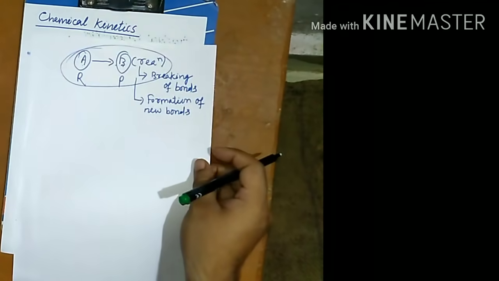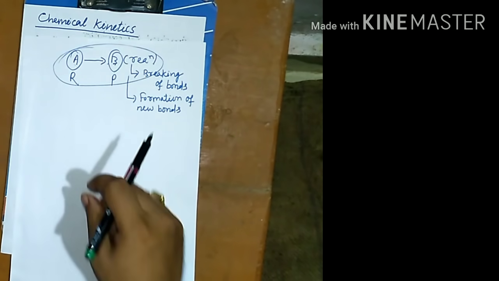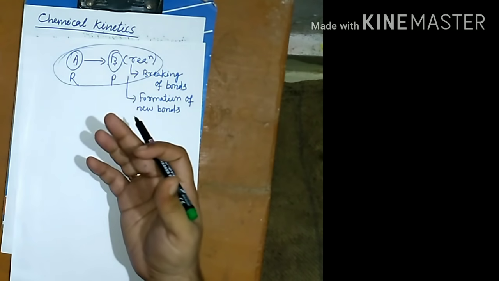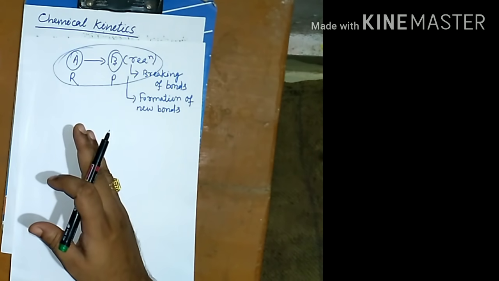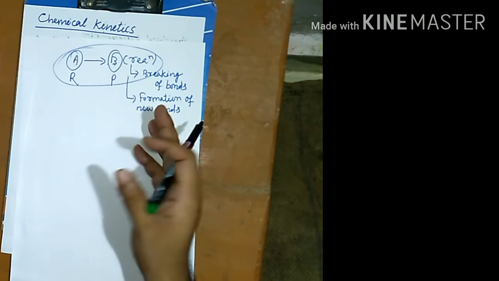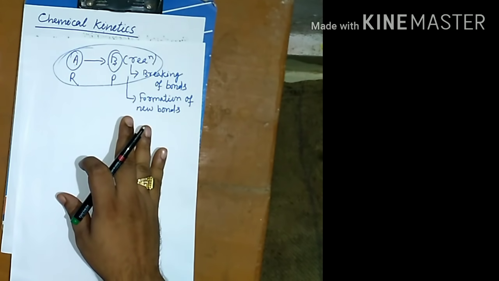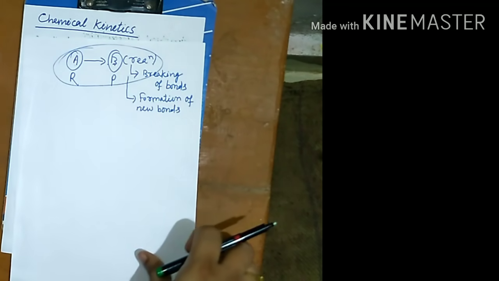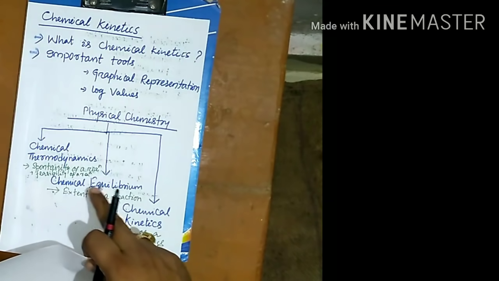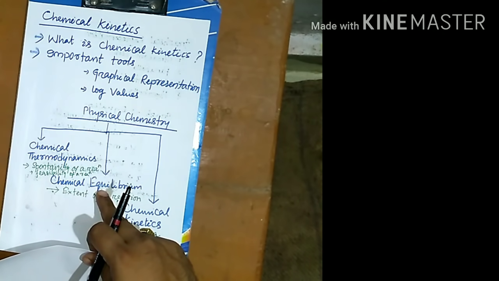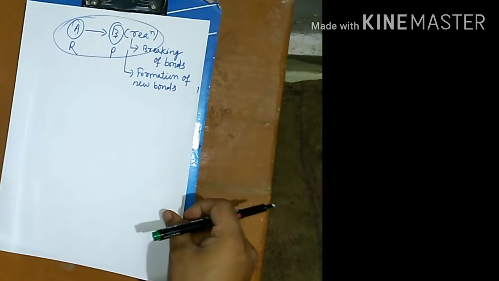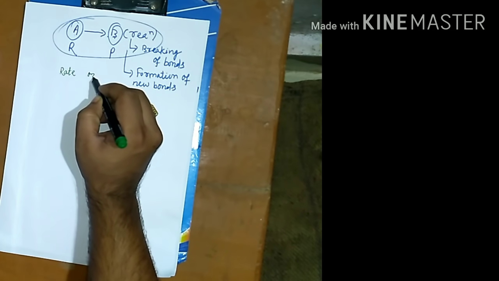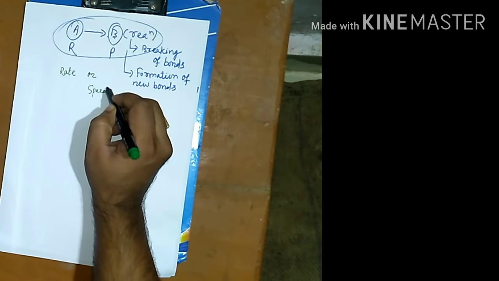Then, how far the reaction has proceeded, whether a reaction has completed or the reaction is yet to be complete, or some part has been completed, the rest part is not completed, that I can say extent of reaction. And that extent of reaction is discussed in chemical equilibrium. This is another unit of physical chemistry. And another is the rate or speed of a reaction.